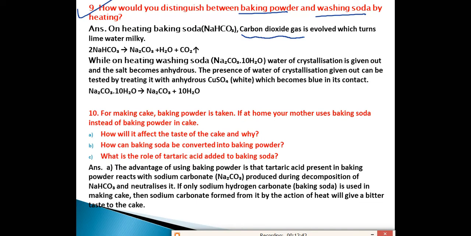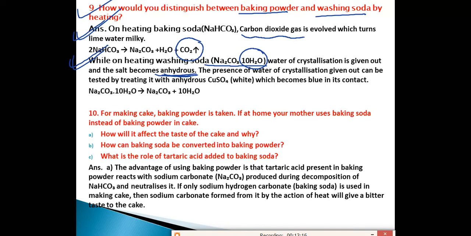Right? So we will understand that yes, it is baking soda, because whenever baking soda is heated, carbon dioxide gas is evolved, which can turn lime water milky. But when we heat washing soda, that is Na2CO3.10H2O, the water of crystallization attached there will be given out, will be lost, and the salt will become anhydrous. Right? The presence of water of crystallization given out can be tested by treating it with anhydrous copper sulfate, which becomes blue in its contact.